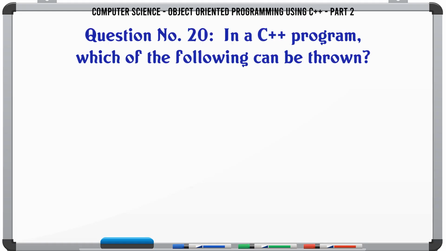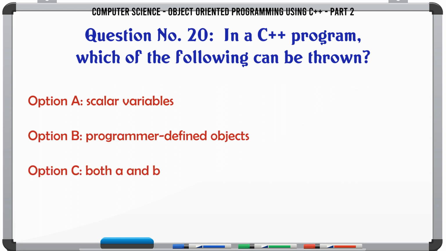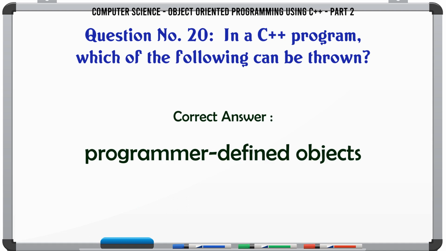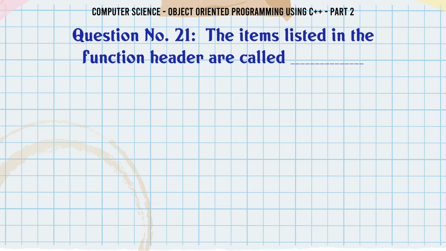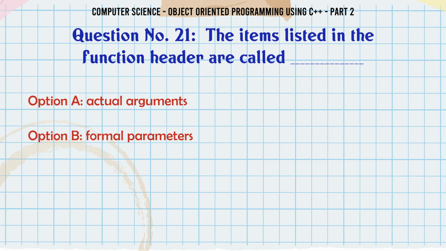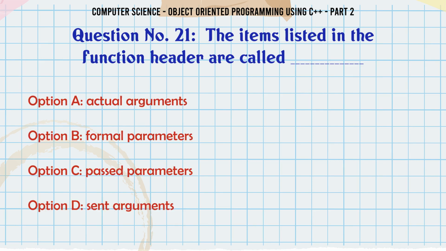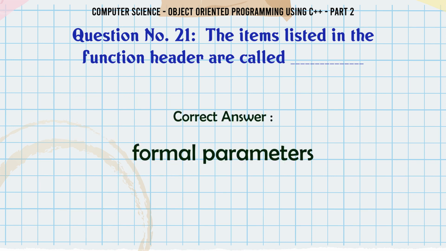In a C program, which of the following can be thrown? A. Scalar variables. B. Programmer-defined objects. C. Both A and B. D. Neither A nor B. The correct answer is programmer-defined objects. The items listed in the function header are called A. Actual arguments. B. Formal parameters. C. Passed parameters. D. Sent arguments. The correct answer is formal parameters.